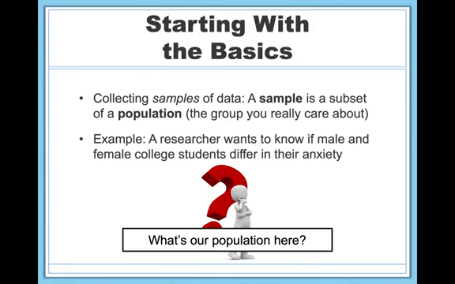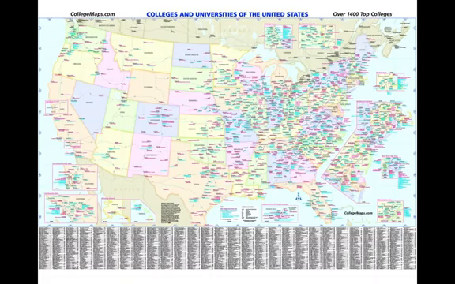But this poses a problem. There are lots of colleges out there. This is just the top 1,400 colleges in the United States alone. And if you wanted to talk about all college students in the world, well, that group is going to be even bigger. It's simply not feasible for us to ask the anxiety levels of every single college student at every single university and college that we're looking at here. We don't have the resources, and that's why we use samples.